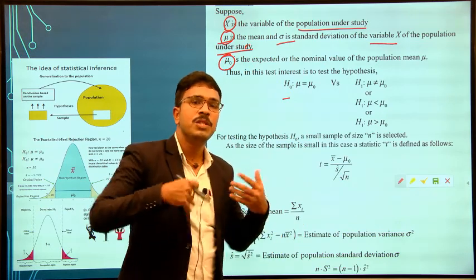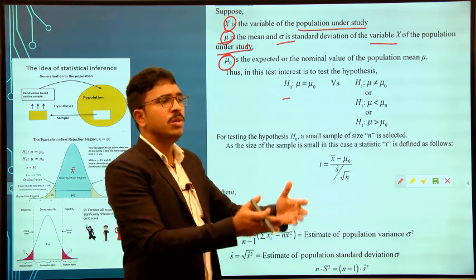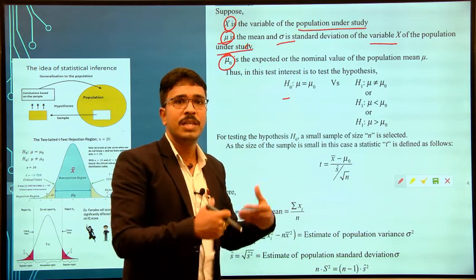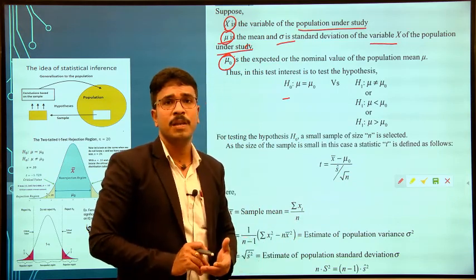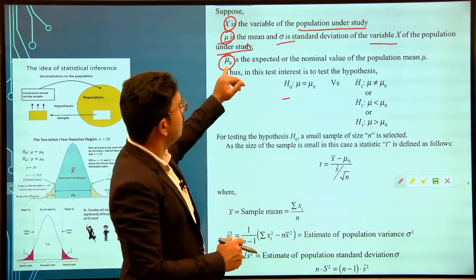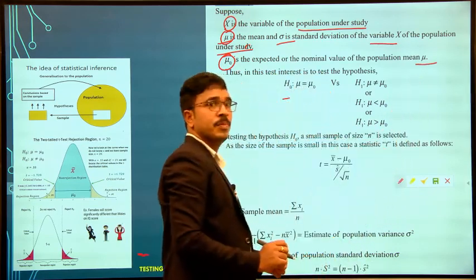That means before starting the production, I am assuming or expecting that I want this linear density. Without estimating, you cannot start the production process. As such, you cannot continue your production process. So mu naught is the expected value of the population mean mu.